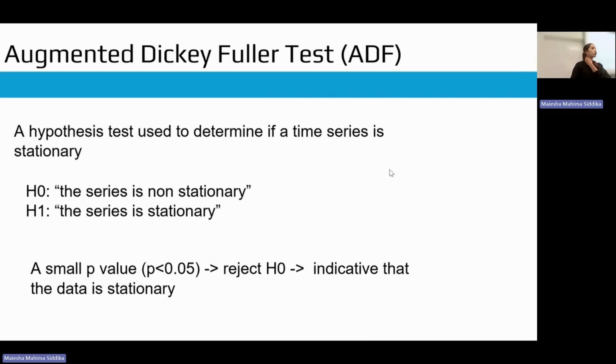Does anyone not know what a hypothesis test is? Okay, I think that's fine then.